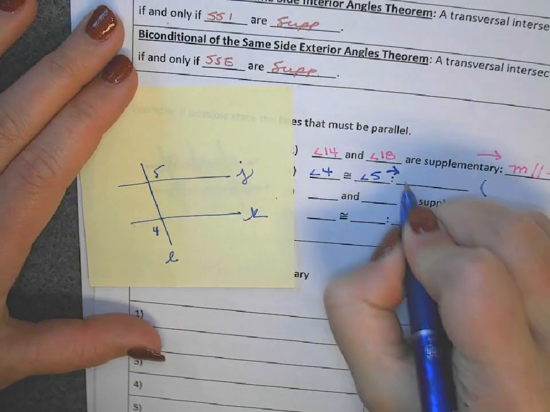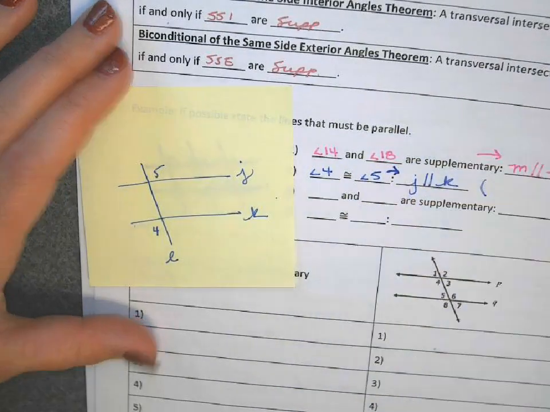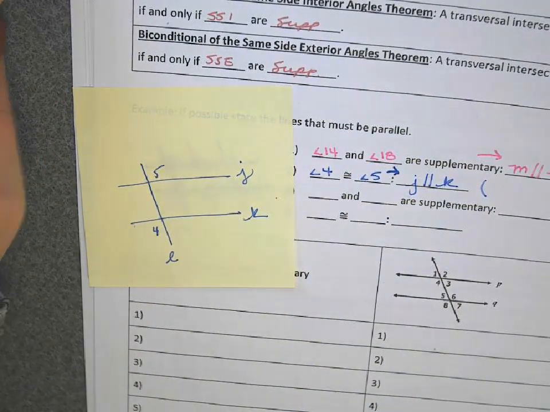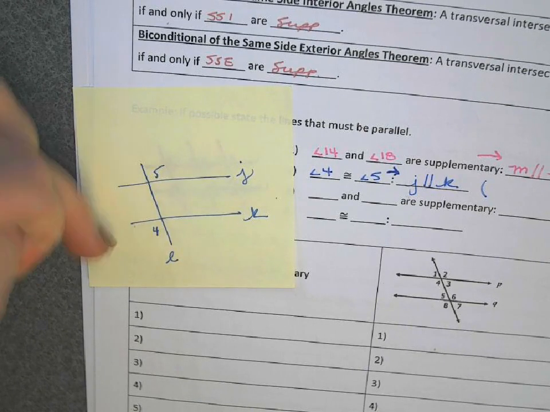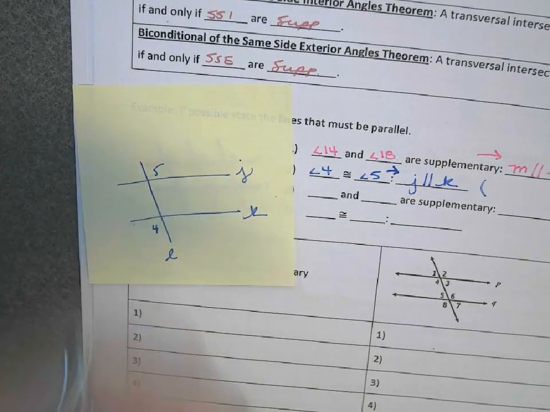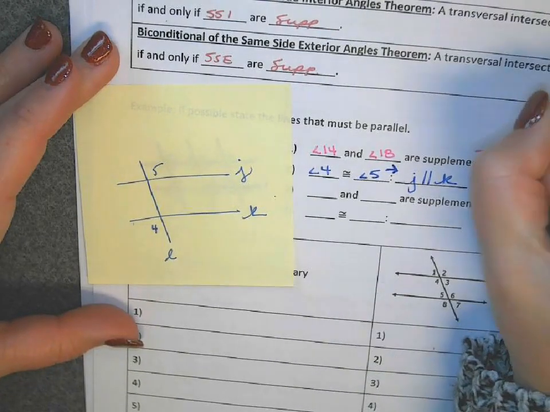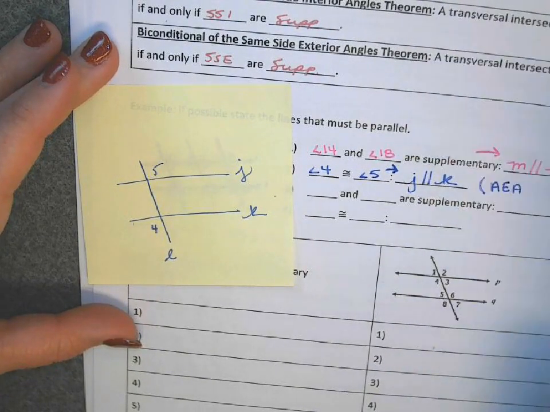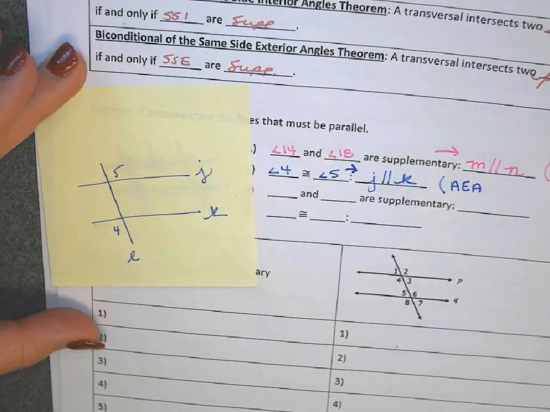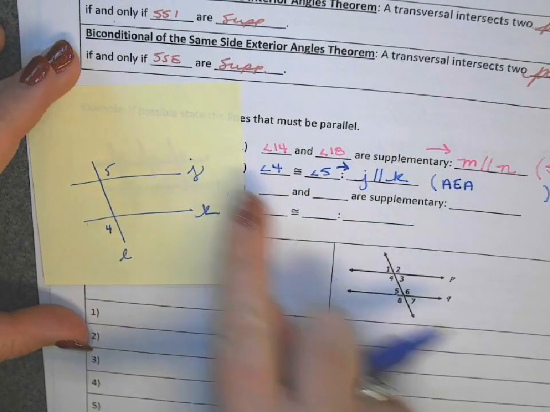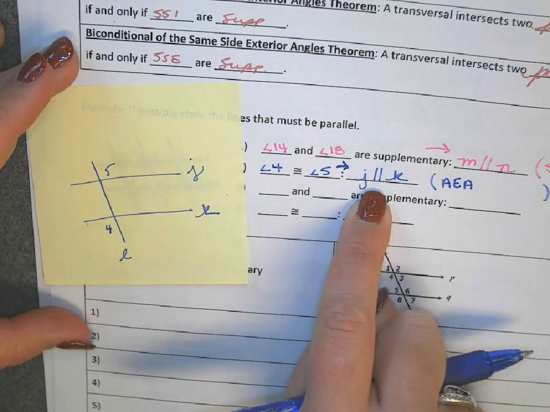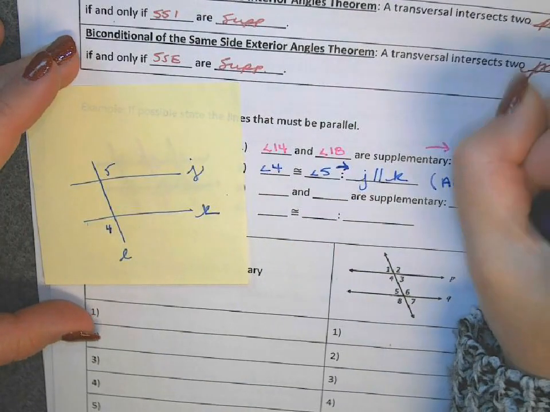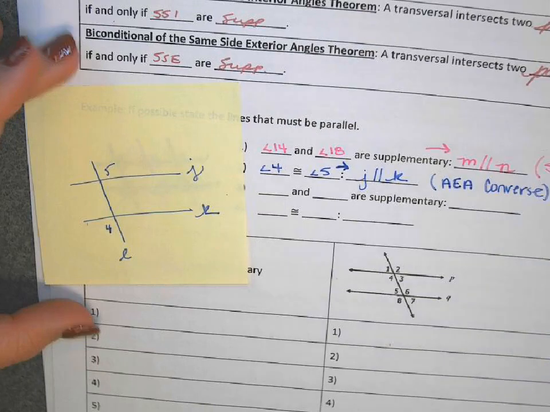J and K are parallel. So J is parallel to K. What would be my reasoning? What kind of angles are 4 and 5, and what relationship do they have? The alternate exterior angles are congruent, so the lines are parallel. So alternate exterior angles, is this a theorem or a converse? Which one says if the AEA are congruent, then the lines are parallel? The converse. The converse ends in parallel.